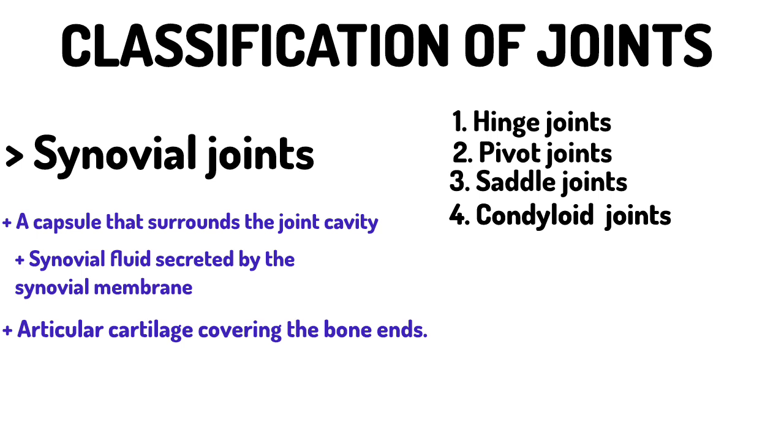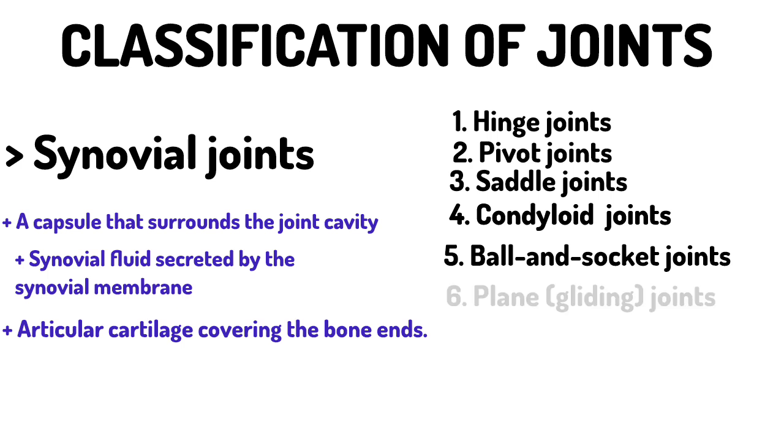Next are the ball and socket joints. Their spherical surface articulates with a concave cavity, permitting multi-axial movement, which is flexion, extension, abduction, adduction, and rotation. Examples include the hip and the shoulder joints.